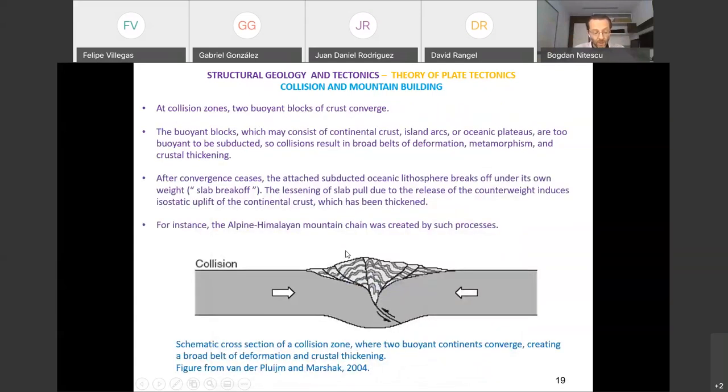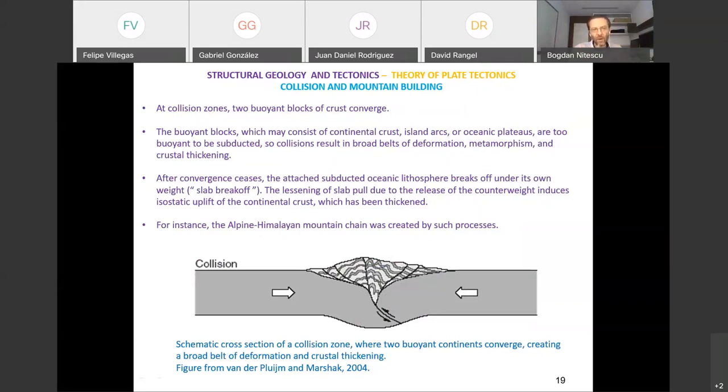All right, so collision and mountain building, just very briefly. You can imagine that through the process of subduction, at some point, you can bring together two buoyant blocks of crust. On one side you might have a continent, and on the other side, you might have not only a continent, you can have an island arc, or an oceanic plateau, something that makes the lithosphere too thick and too light to be subducted. When you have these buoyant blocks coming together, you have collision, basically.